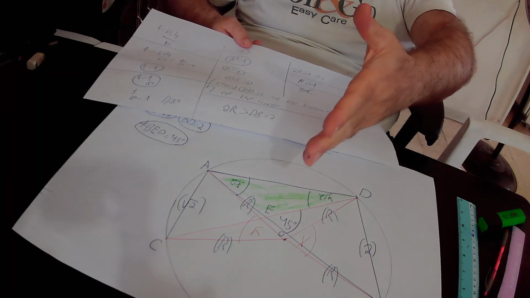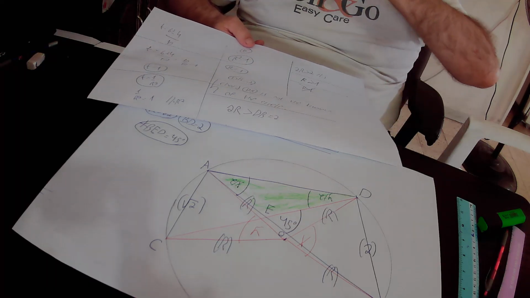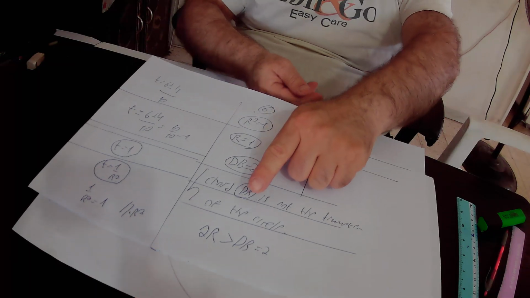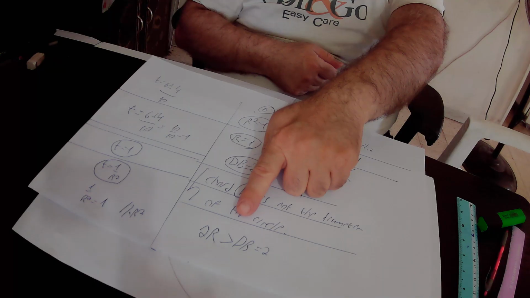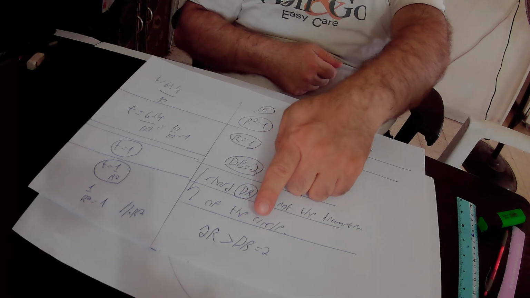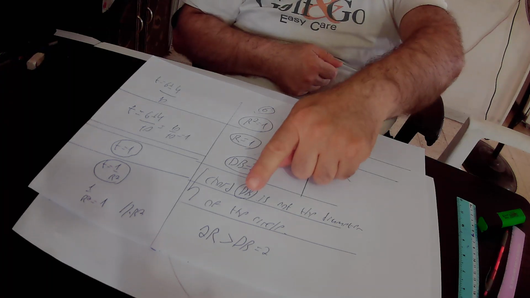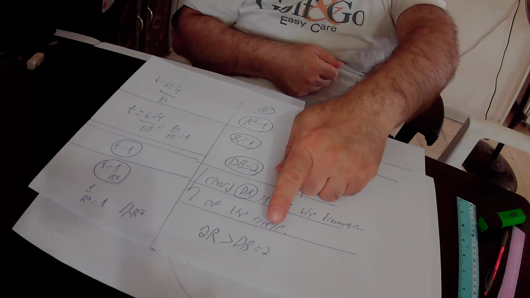What is the diameter of the circle? The diameter of this circle is of course 2r. So the diameter 2r of our circle is the longest chord in the circle, and therefore it must be greater than db, which is not the diameter. So the diameter 2r must be greater than db, and db is 2.